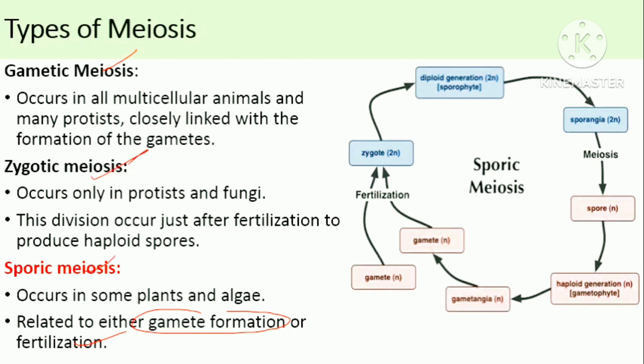In case of sporic meiosis, suppose this is the adult plant, that is sporophyte. It will produce sporangia, and these sporangia will undergo the meiosis process and will give rise to spores. This spore will germinate to produce a haploid plant body, that is gametophyte. This gametophyte will bear the gametangia, which will produce male and female gametes respectively, and they will fuse by the process of fertilization and develop into the zygote.